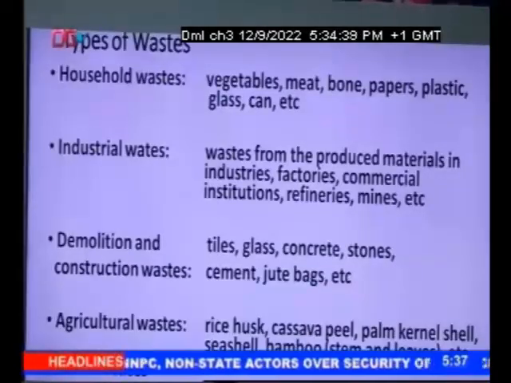Instead of making use of the waste, they would say it's cut away. Gone are the days of cutting away. Now we make use of those wastes in new construction. So concrete, your old artifacts, your tiles, your glass, jute bags, and so on, are waste that can be generated from demolition sites. We also have agricultural waste: your rice husks, cassava peel, palm kernel shell, seashell, and so on. Even animal feces, that is the poo of animals. All these are waste.